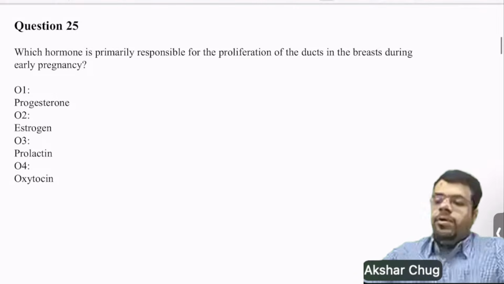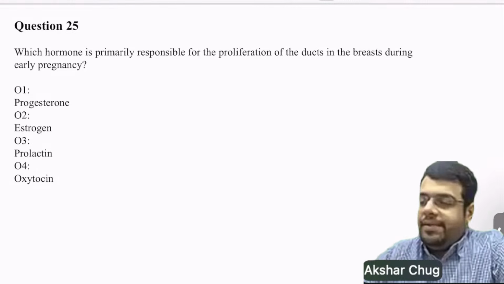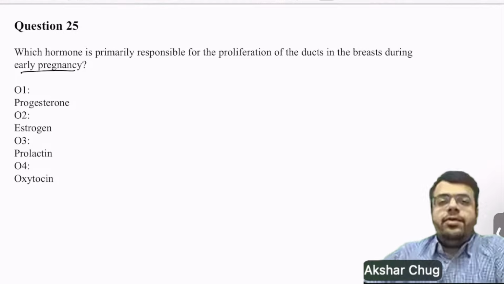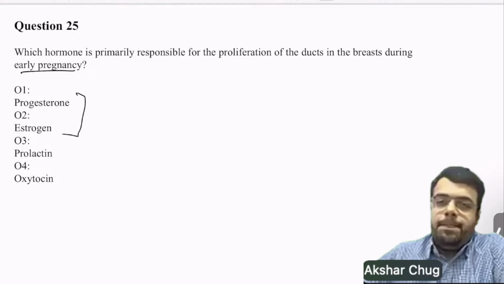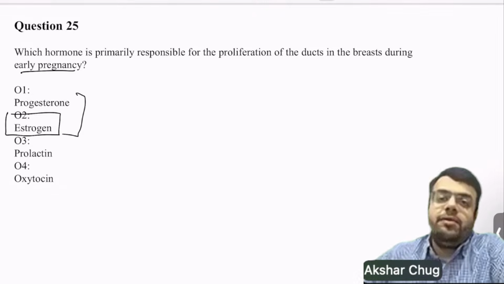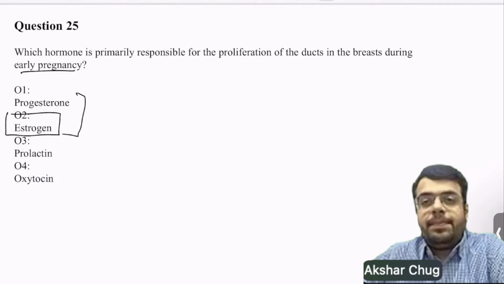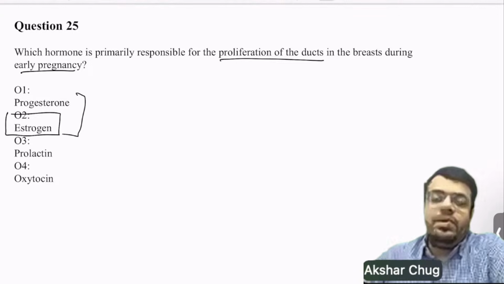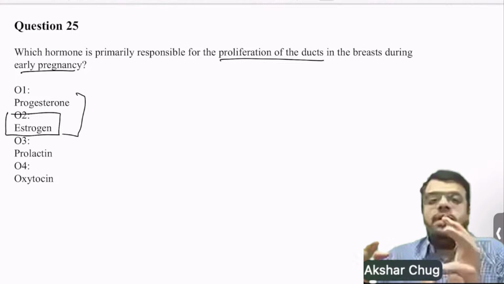Moving on to the next question: which hormone is primarily responsible for the proliferation of the ducts in the breast during early pregnancy? As we know, in breast development, both estrogen and progesterone play a role. But estrogen is the better option here because we are specifically asked about early pregnancy and proliferation of the ducts, whereas progesterone is majorly involved in creating the milk secretory alveoli.